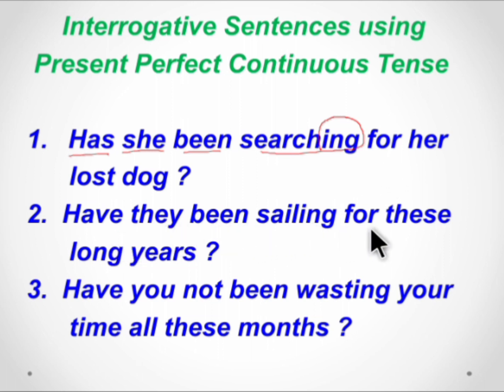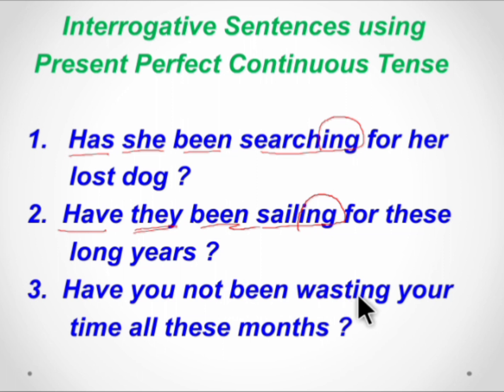Have they been sailing for these long years? So have, since they is a plural subject, so have. Been is the be form of verb and sailing, this is the ing verb. So this been is the be form of verb. Have they been sailing for these long years?